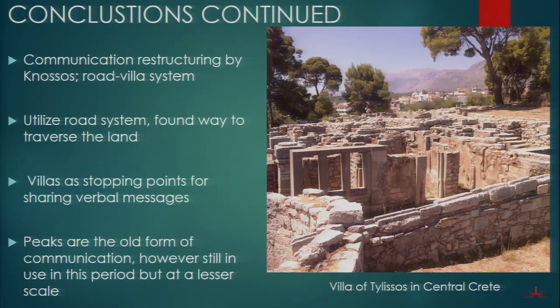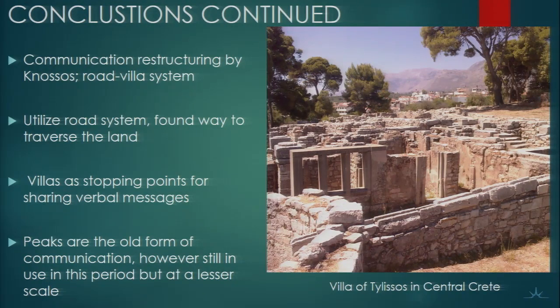I believe that the way the Minoans restructured their communication went like this. Finishing the road systems and then building villas for stopping points in their travels, for verbal communication versus visual communication. This is how they prevailed in conquering their landscape and finally creating a way to traverse it easily. I believe that they kept the peaks in use until the Villa Road communication system was fully formed.